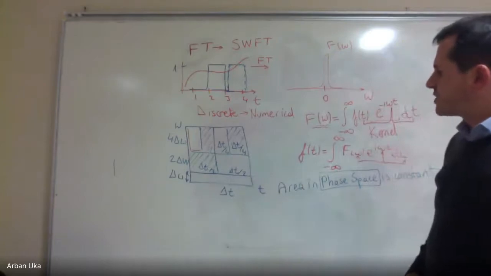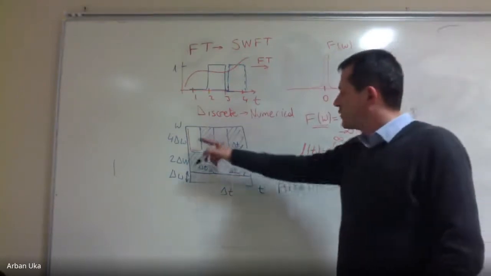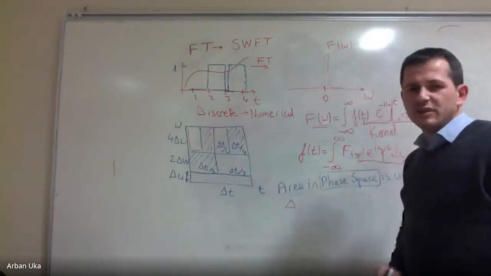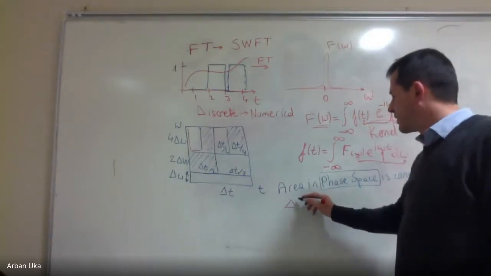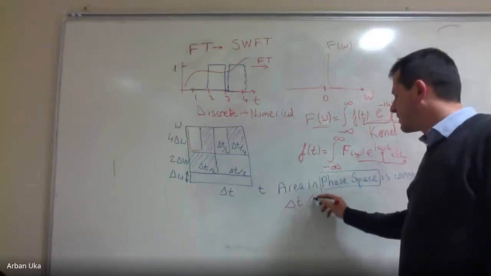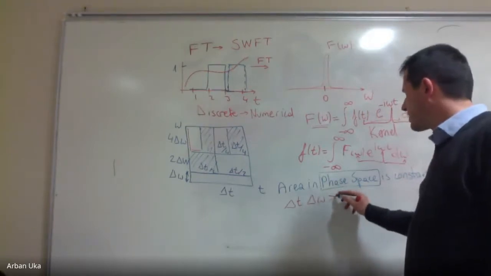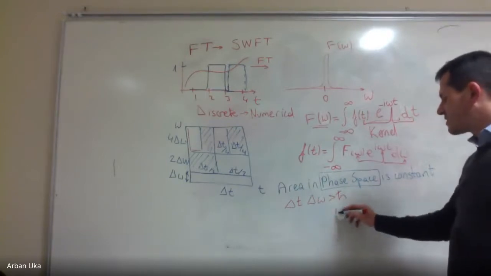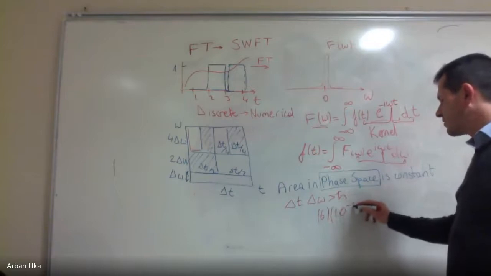And this smallest area is the smallest constant, which in principle, so here we have delta t times delta omega, comes from the Heisenberg principle. We wrote this one a few minutes ago, so here we can assume that each time delta t times delta omega is something larger than some constant. This constant is something like 6 times 10 to the power minus 36.